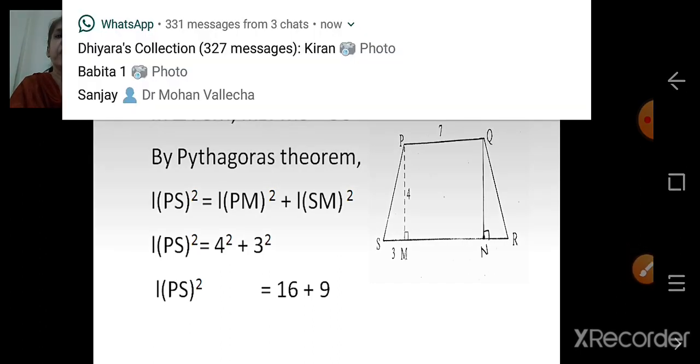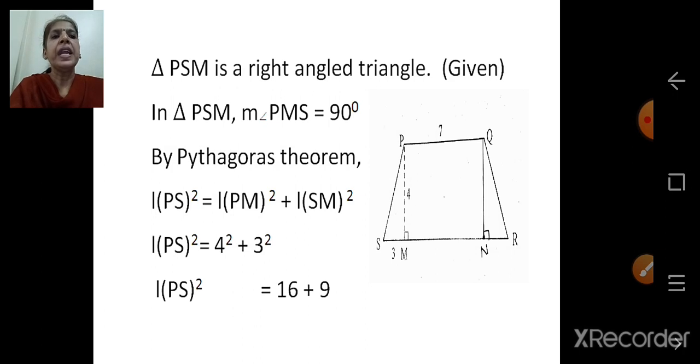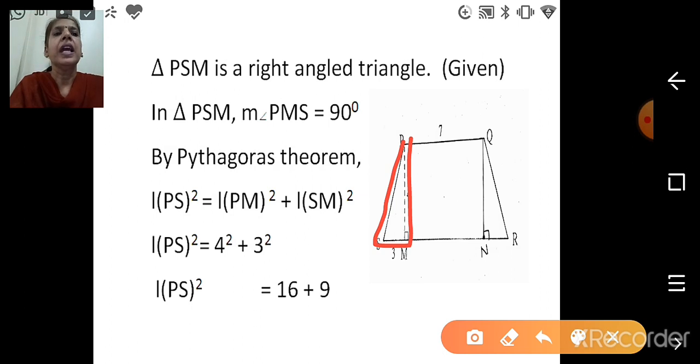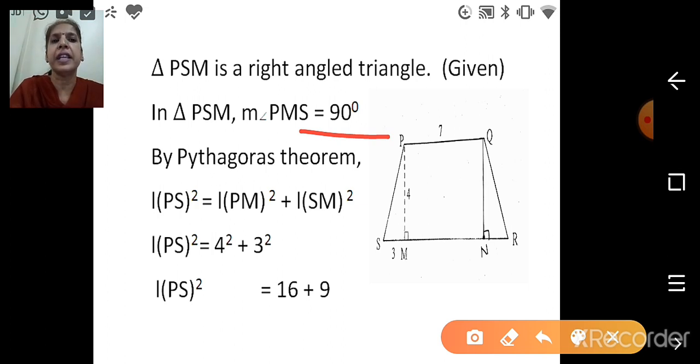So now we can see this quadrilateral P, that is triangle PSM. Only see this part of the triangle, children. PSM is a right angled triangle, and in this triangle PSM, the angle M is the right angle. So angle PMS is our right angle. When we say right angle, it means its measure is 90 degrees.